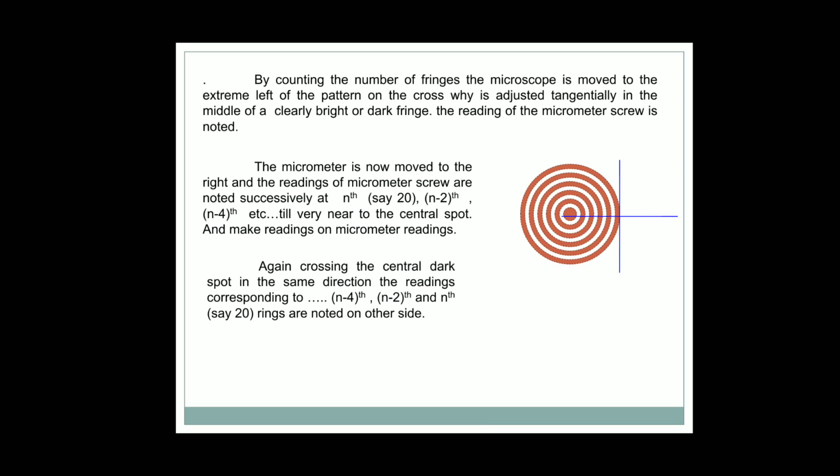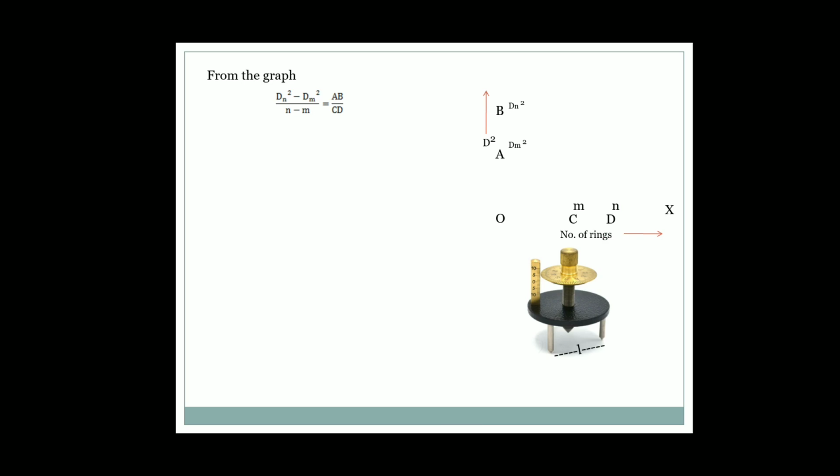The difference between both sides, that is the left side reading and the right side reading, gives the diameter of that dark ring, or maybe that bright ring. So by using this principle, we can determine the diameters of various dark or bright rings, taken as the nth dark ring diameter and the n minus 2 ring diameter, etc.